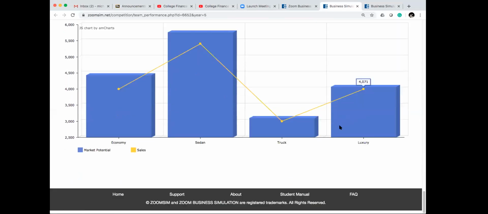And you can see this blue chart is really important, because in this blue chart, the blue bars are the market potential, and the yellow is my sales. So I've missed about 400 sales on economy. I only built 4,000 cars, but I had enough demand for 4,400. On sedan, 5,700, I only built 5,400 cars. Truck, I came pretty close. I was only off by 100 cars. And for luxury, I was only off by 71 cars.